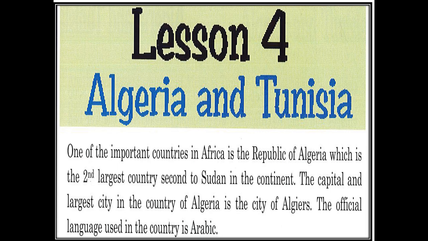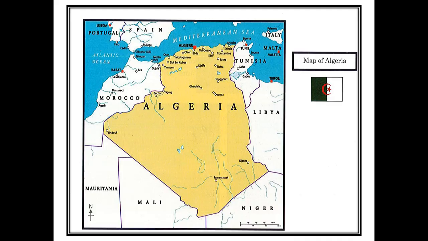One of the important countries in Africa is the Republic of Algeria, which is the second largest country in the continent, second to Sudan. The capital and the largest city in Algeria is the city of Algiers. The official language used in the country is Arabic. This is the map which gives you an idea about Algeria.